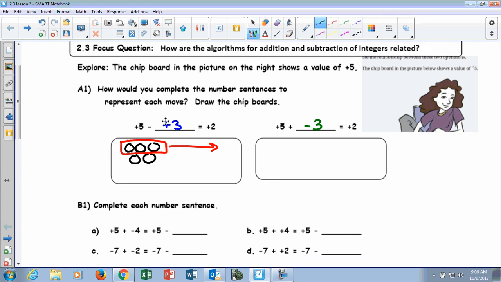So if I got my 5 black chips, right? And I go ahead and add 3 red chips, right? Remember, when I have a black and a red chip, what is my value? 0. So if I go ahead and start crossing out black and red pairs, there's 1, there's 2, and there's 3. What am I left with? 2 black chips, okay?